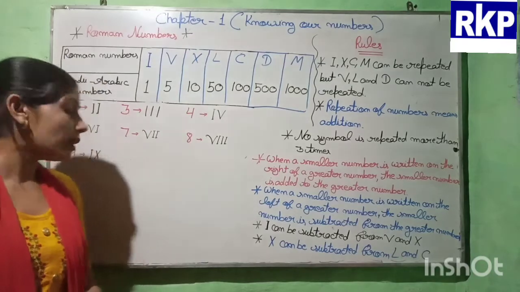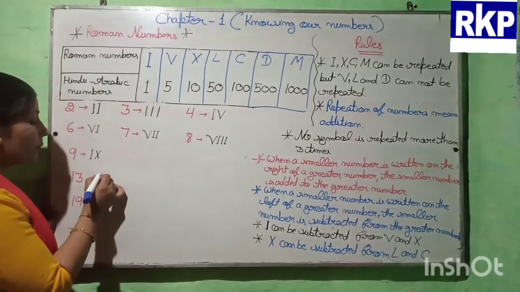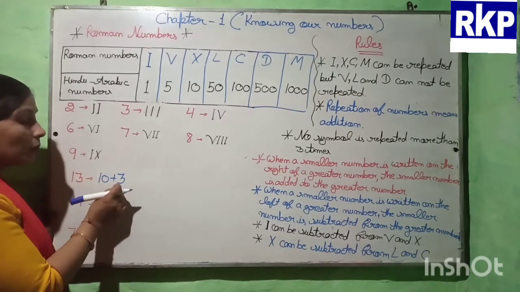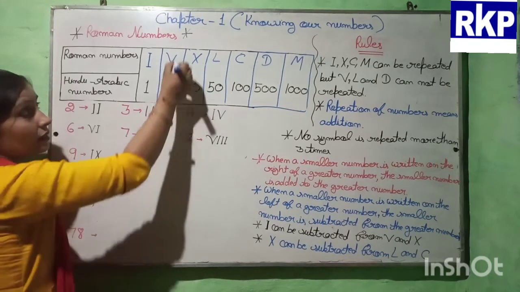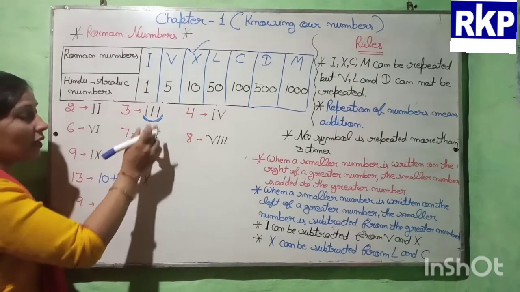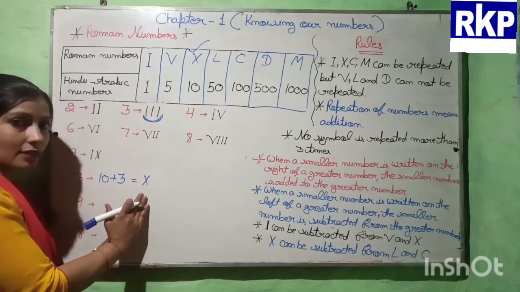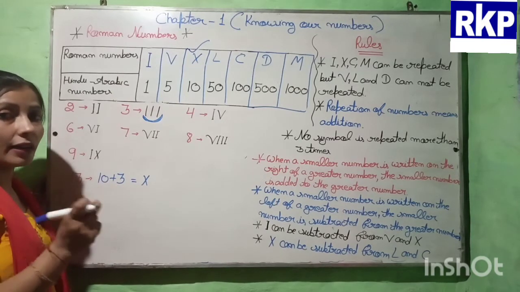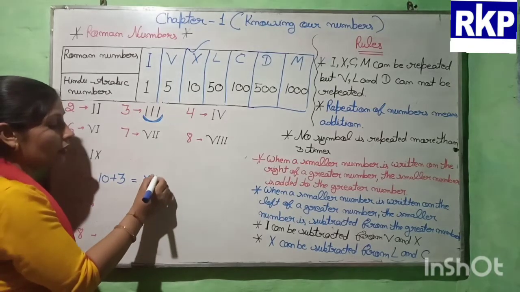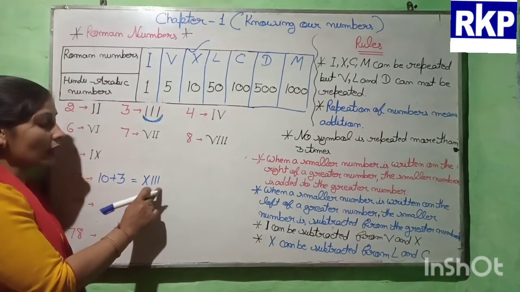Now students, let us see how we can write these numbers as Roman numerals. First of all we have 13. Let us write this 13 like this. First we will expand it: 10 plus 3. For 10 we will write X, and for the 3 we will write III. But where will we write these I's? On the right side of this X, because when we add a smaller number to the greater number, we write it on the right side of the greater number. So we write the 3 I's on the right side of the X.